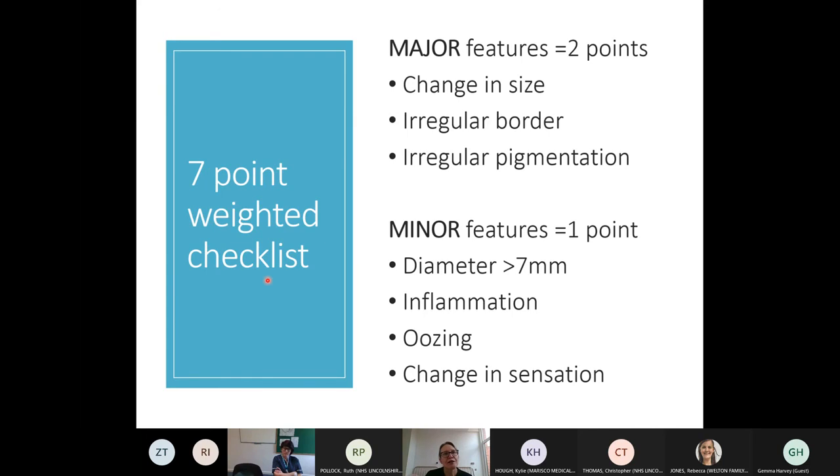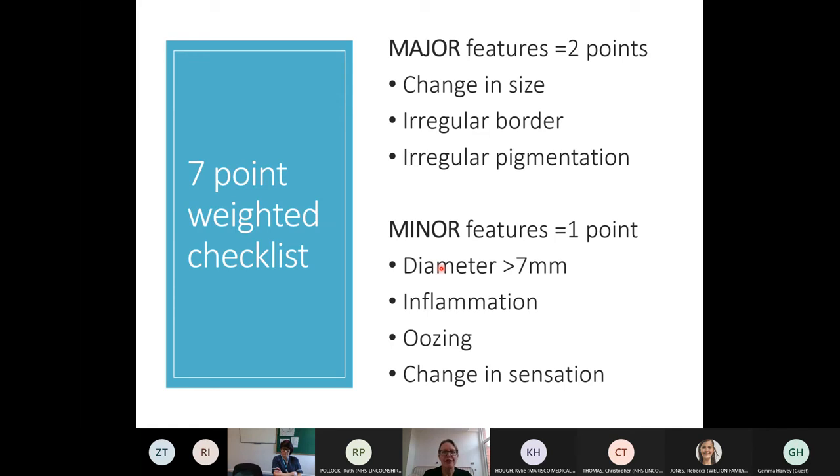The other way of looking at it, and this is what NICE have adopted, is this 7-point weighted checklist. I personally find this harder to keep in your head, but this is what they're recommending we do, and all the 2-week rule forms have this scoring system on them. So any major features score 2 points, things like change in size, irregular border, irregular pigmentation, and then minor features score 1 point, diameter bigger than 7 millimetres, inflammation, oozing, change in sensation, which are all things that we've talked about already. So that melanoma that we just looked at would presumably have been changing, would score loads of points on that system. But if you score 3 points or more, then you should refer 2-week rule.